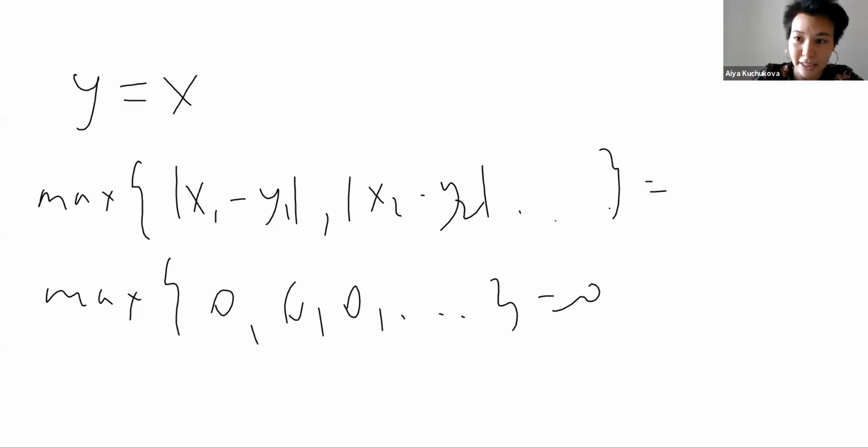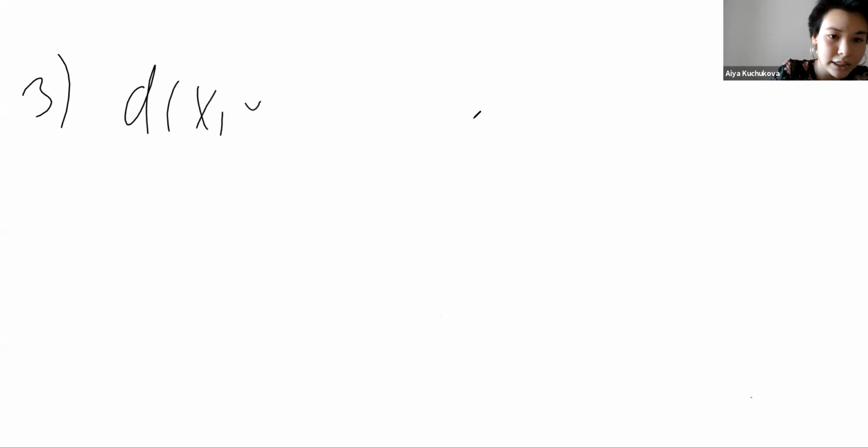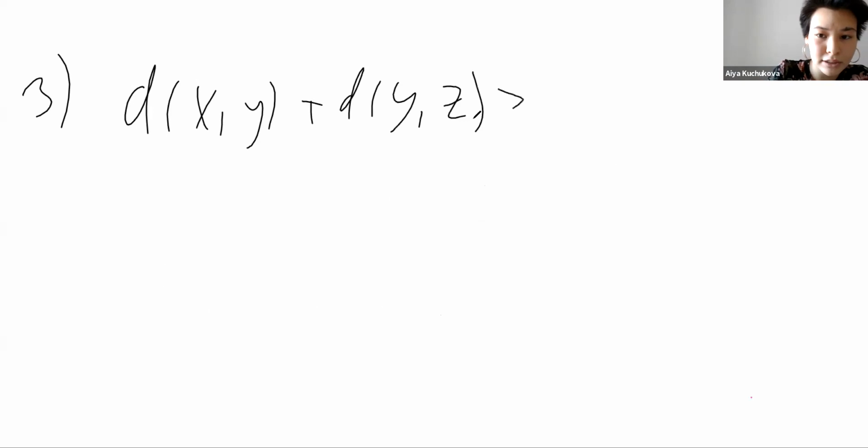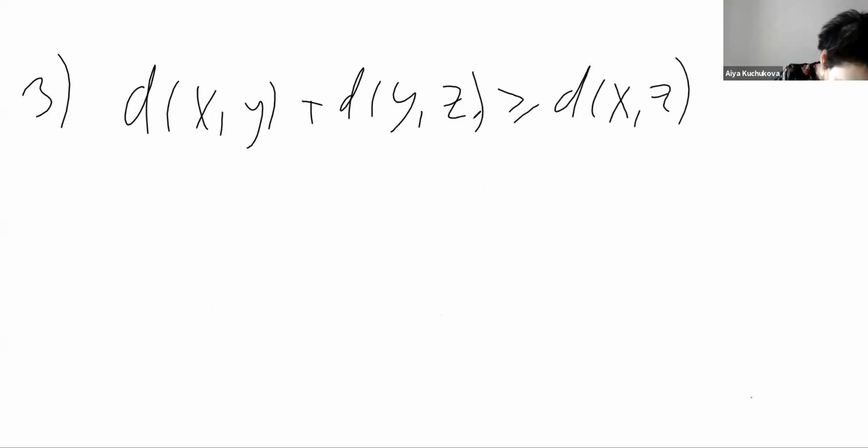Yay, great. And so now we're doing the third property. Let me check the chat. Oh yeah, great. So the third property is the triangle inequality, which looks like d(x,y) plus d(y,z) is at least d(x,z). So why is that true?